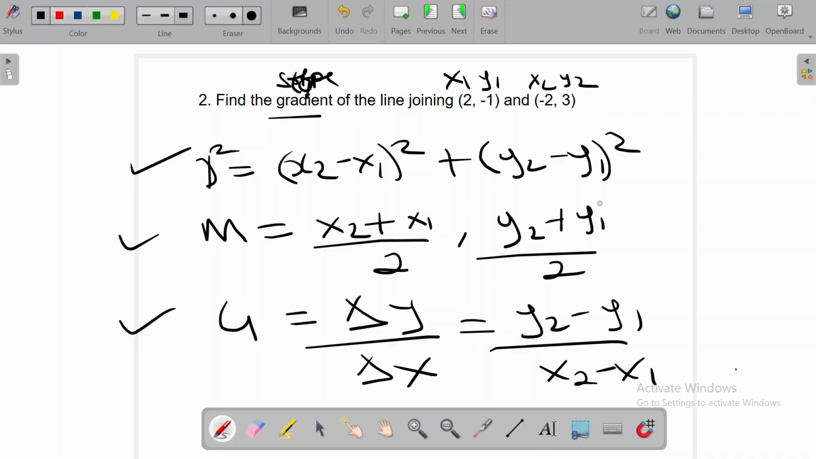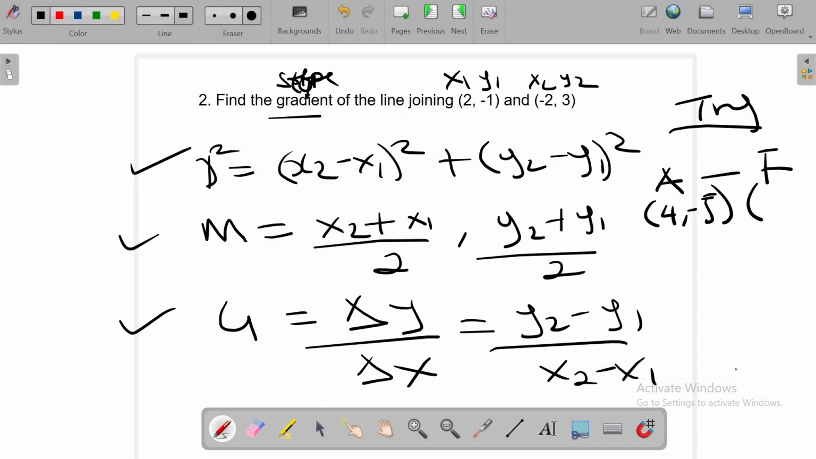So if you don't understand what I've explained, you can try this using coordinates A to F. A can have a coordinate 4, -5, and F can have a coordinate 6, -7. Solve this and leave your answers in the comment section below.